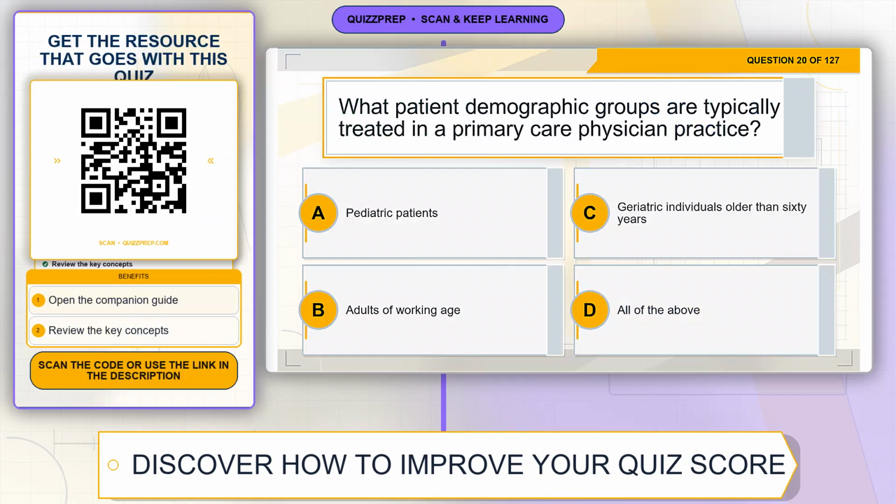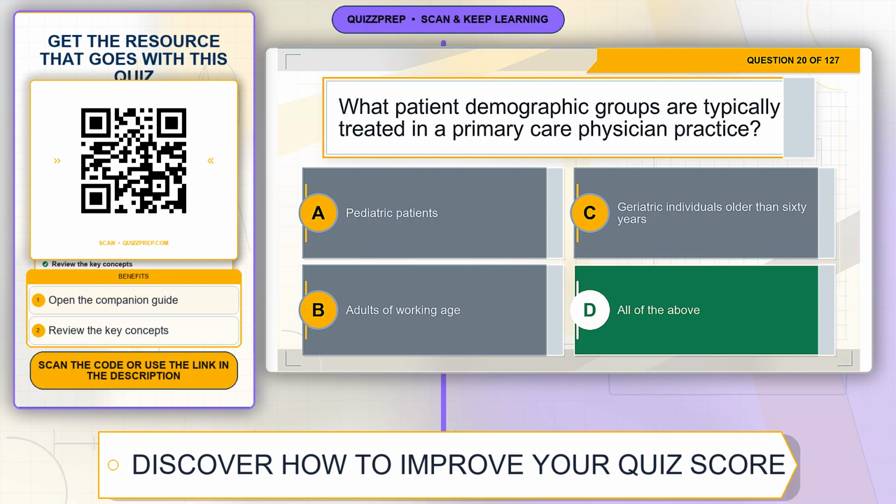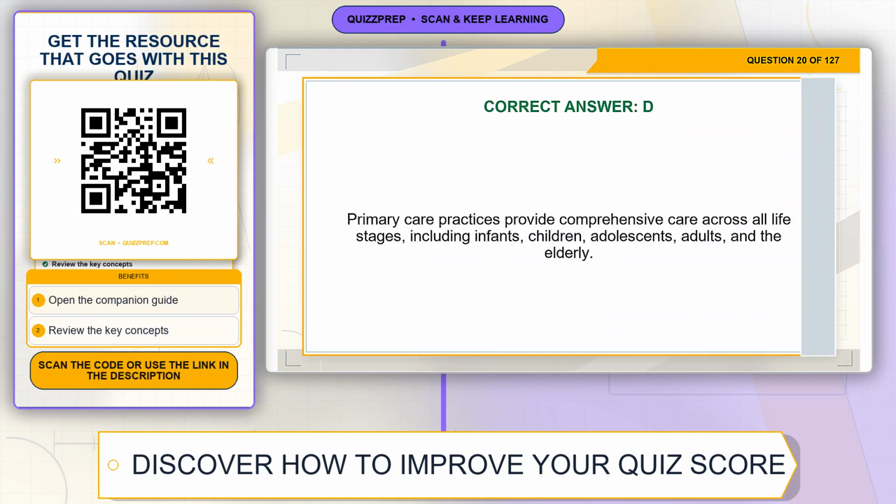Question 20. What patient demographic groups are typically treated in a primary care physician practice? Option A, pediatric patients. Option B, adults of working age. Option C, geriatric individuals older than 60 years. Option D, all of the above. The correct answer is option D, all of the above. Explanation. Primary care practices provide comprehensive care across all life stages, including infants, children, adolescents, adults, and the elderly.